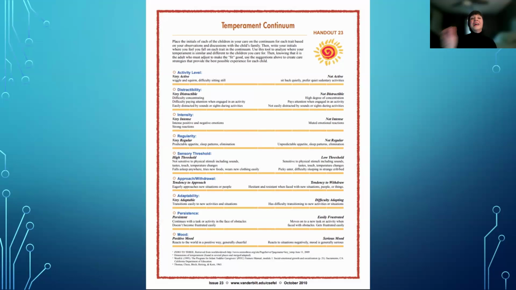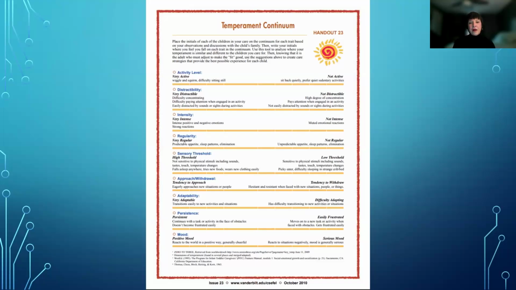And then you take someone else. So you might take your child first and plot them. Are they active? Are they very distractible? Are they not so intense? And see where they seem to fall in the continuum, anywhere from one end to the other. It doesn't have to be A or B, it can be in the middle.